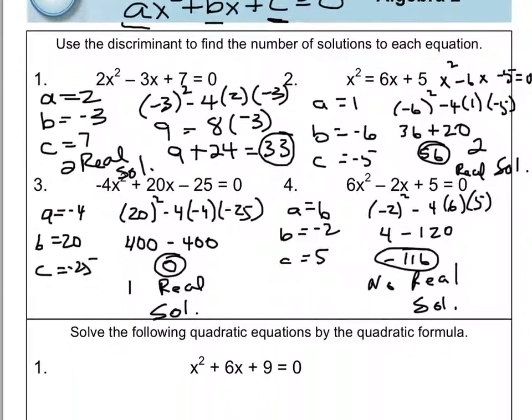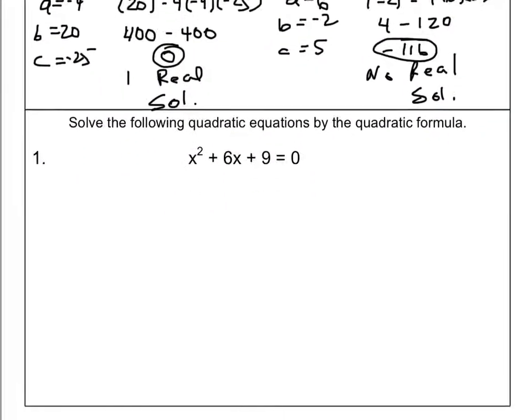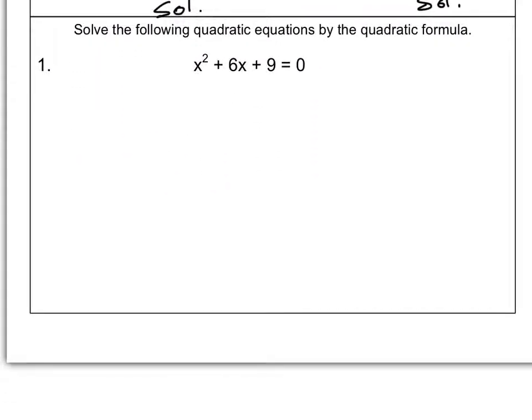All right. Now let's take a look at solving a quadratic equation. Let's take a look here at these examples. Starting with number 1, the first thing we always want to check is whether the equation is set equal to 0, and it is. Since it is, we're going to identify A is 1, B is 6, and C is 9. So we've identified A, B, and C.